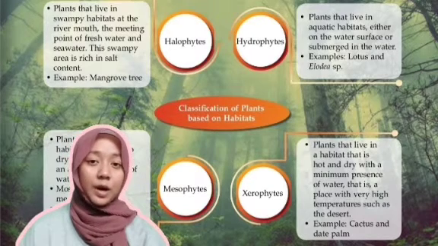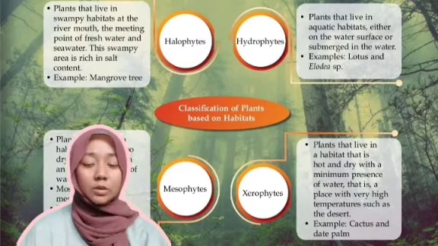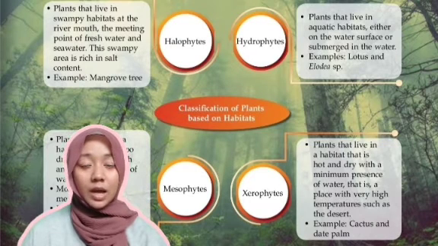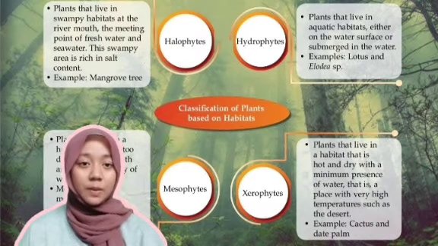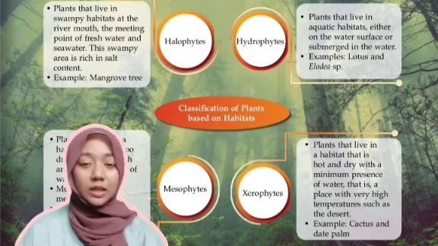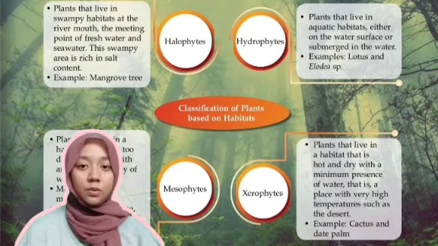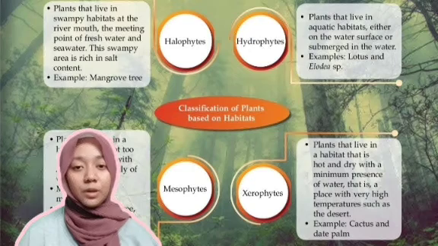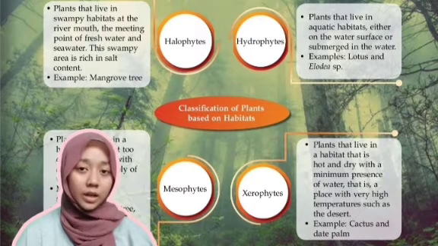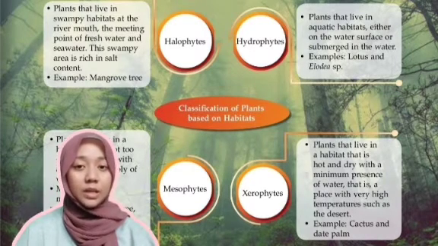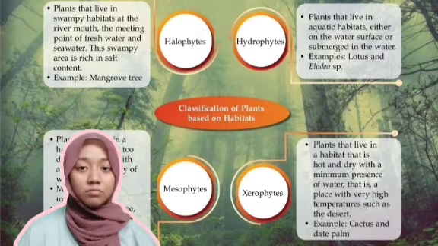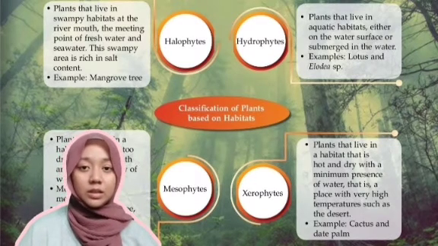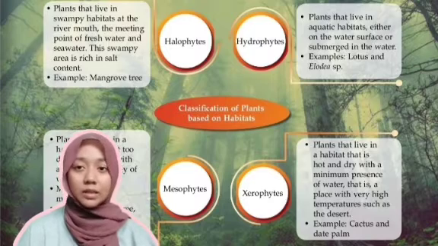Next, kita ada tumbuhan hydrophyte. Tumbuhan ni hidup di dalam habitat berair, sama ada di permukaan air ataupun di dalam air. Sebagai contoh, lotus and Elodea species. Finally, we have xerophyte plants. Tumbuhan xerophyte ni dia hidup di dalam kawasan yang panas dan kering dengan kandungan air yang sangat minimum dan tempat yang temperature dia tinggi seperti the desert. Contoh tumbuhan adalah cactus dan date palm.